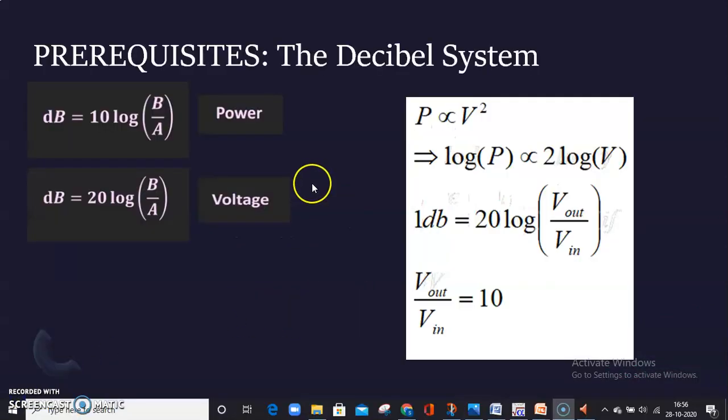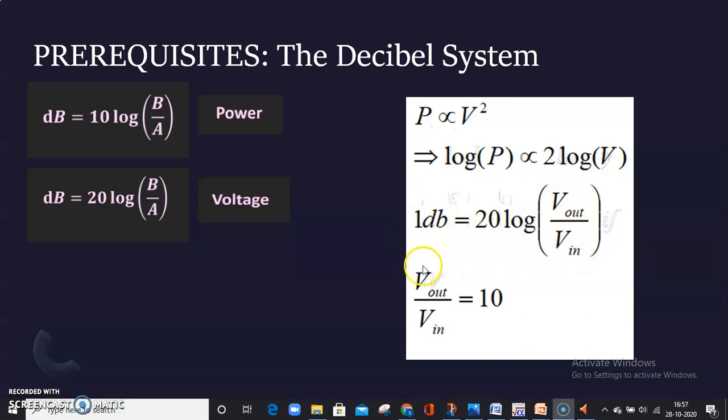Before coming to the low pass filter, let me first brush up on the decibel system. The decibel system is a logarithmic scale. For power, the factor of 10 is used before the logarithm, and for voltage, the factor of 20 is used before the logarithm. For power, B will be power out, A will be power in. For voltage, B will be voltage out, A will be voltage in. This difference in the coefficients is due to the relation P is proportional to V squared. So log P is proportional to 2 log V. Therefore, we can write x decibels is equal to 20 log V out by V in. This should be x because it can take any value depending on V out and V in.